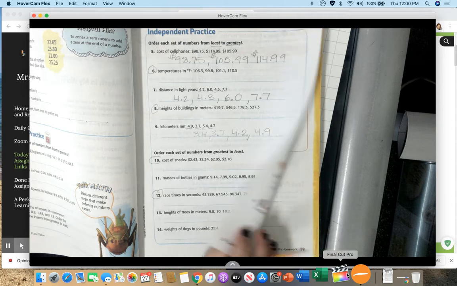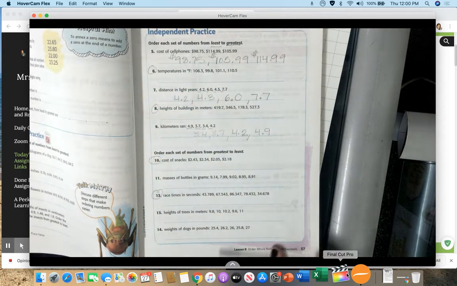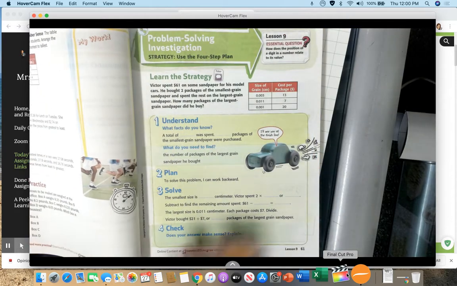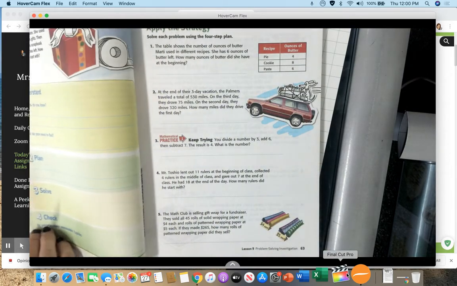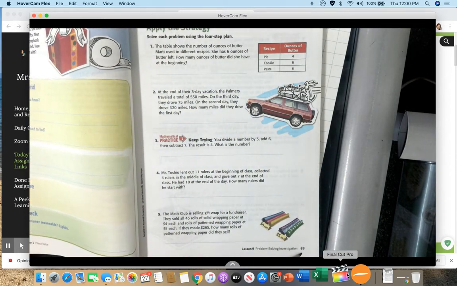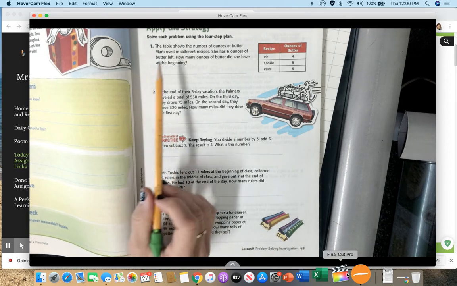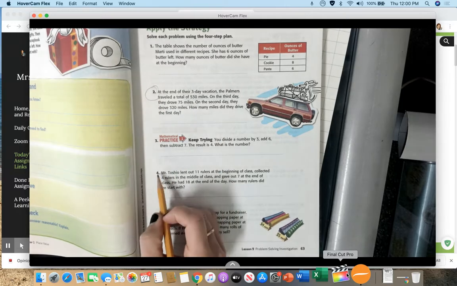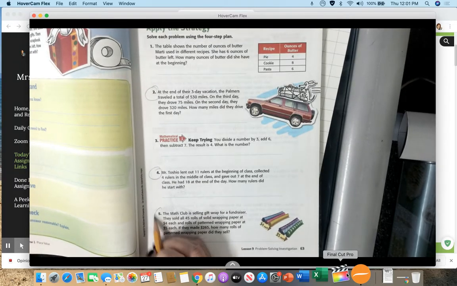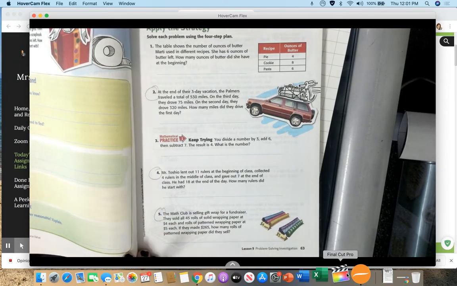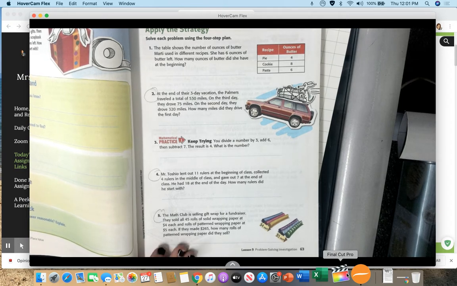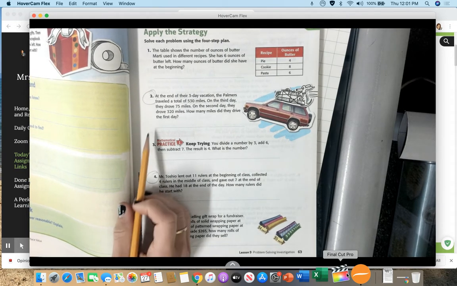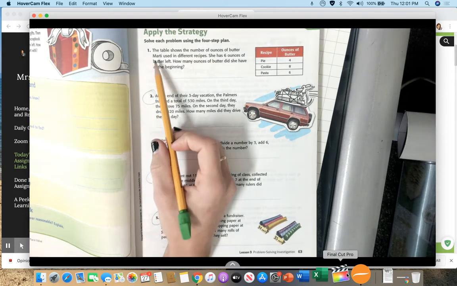All right, now that you have done this page, you're going to go on to lesson 9. Now we're going to do some problem solving strategies. So I want you to turn to page 63. I'm going to do number 1 for you, and then I want you guys to do number 2, number 4, and number 5. And that's all you're doing for today. Don't worry if you don't finish. We can always come back to it at a later time. All right, so I'm going to do number 1 and number 3. Let's start with number 1.